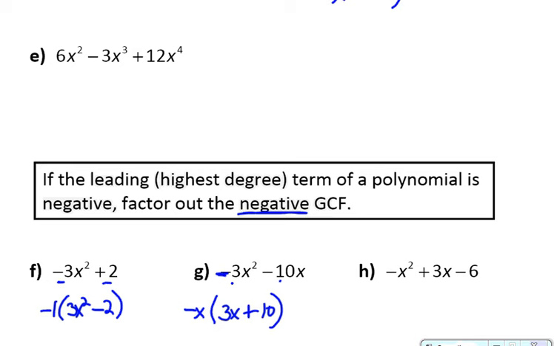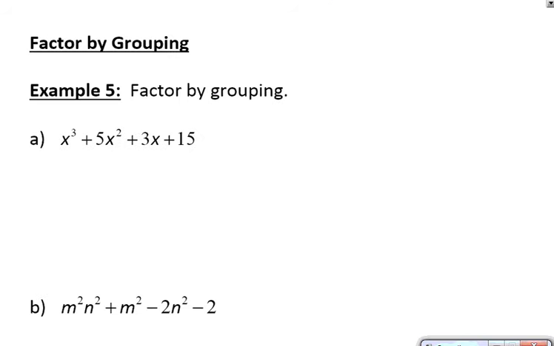H, again, you see my largest exponent is that 2 out front. I'm going to factor out again a negative 1, and it's going to leave me with x squared minus 3x plus 6. A reminder how to factor by grouping.